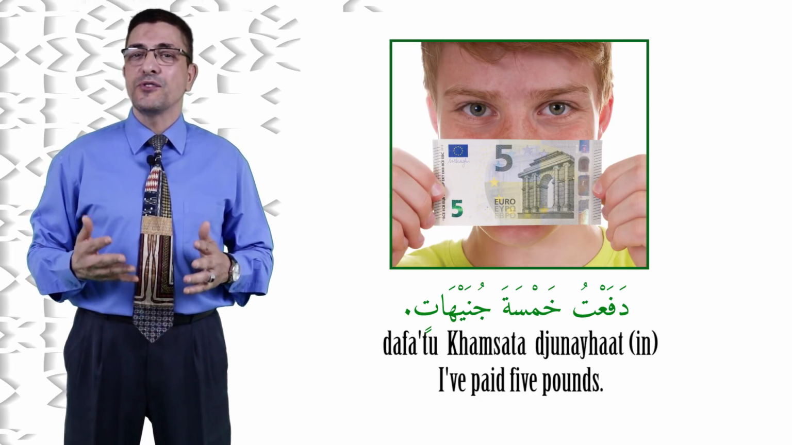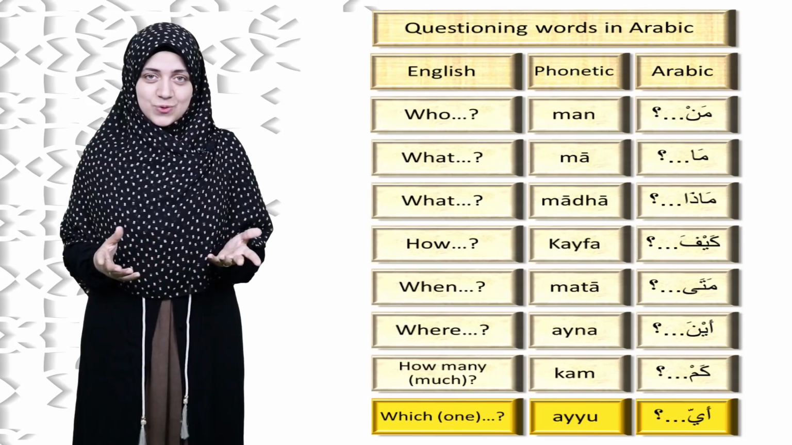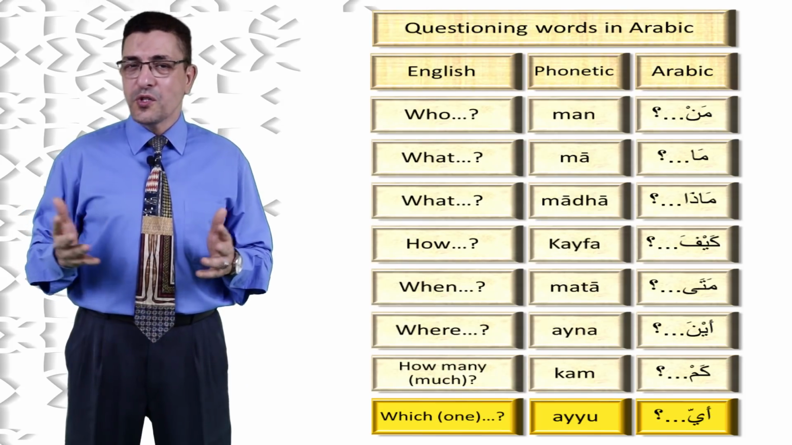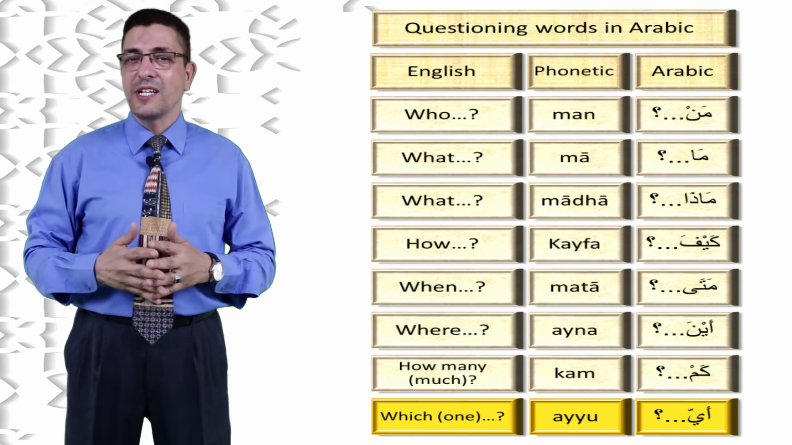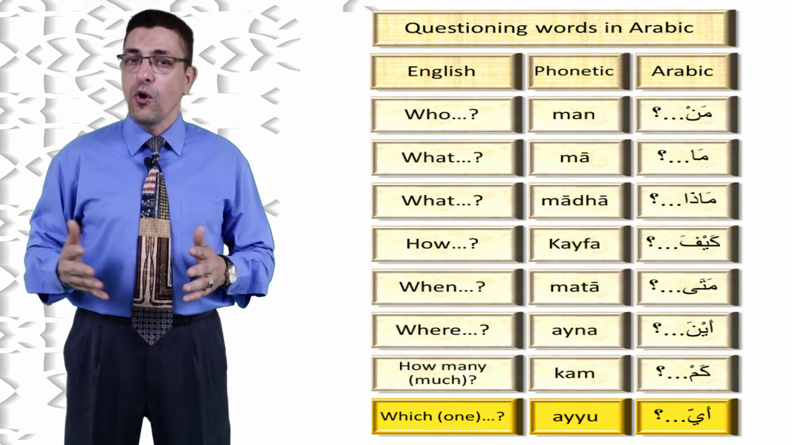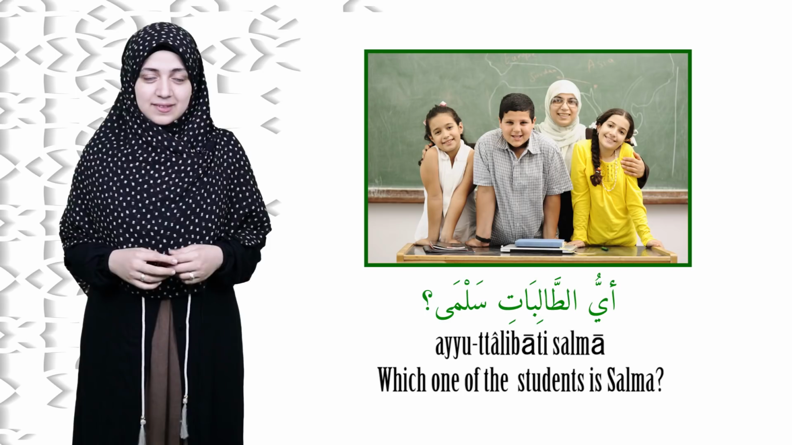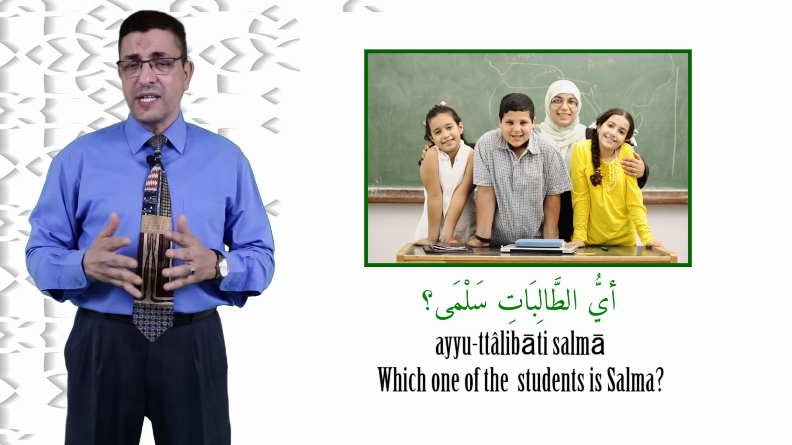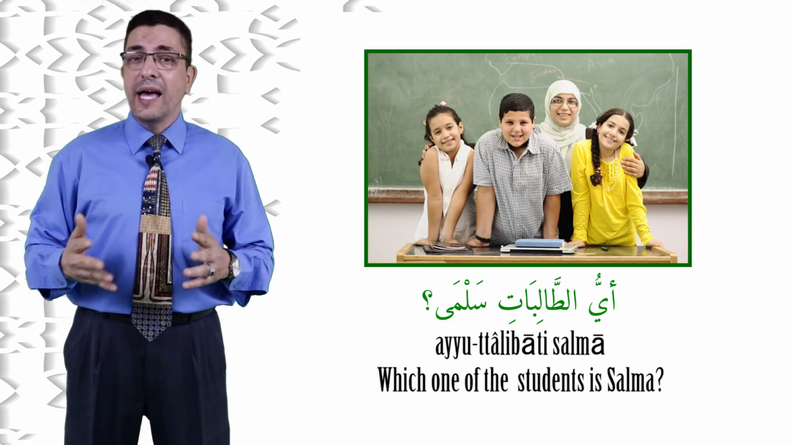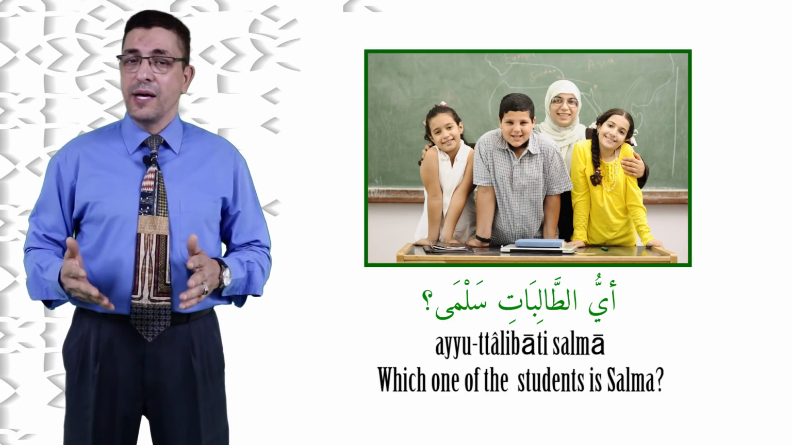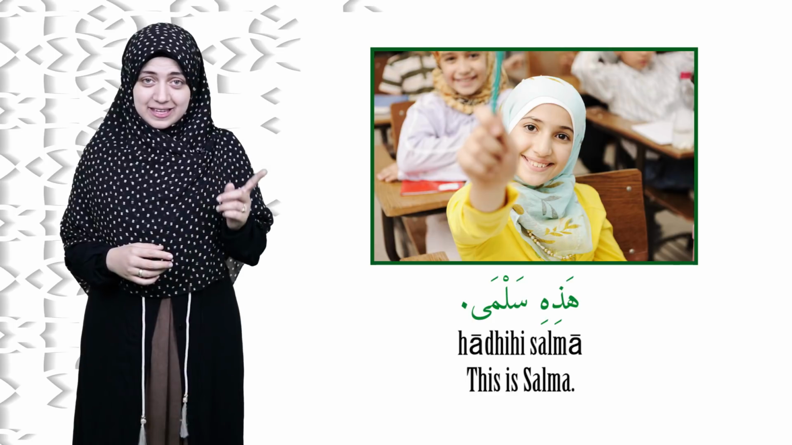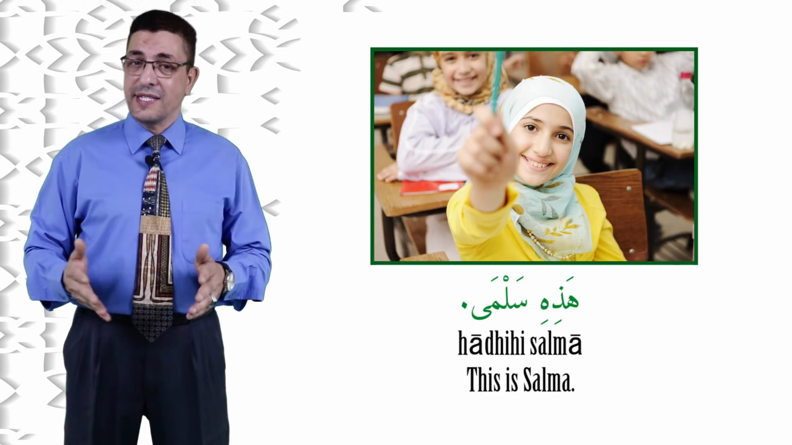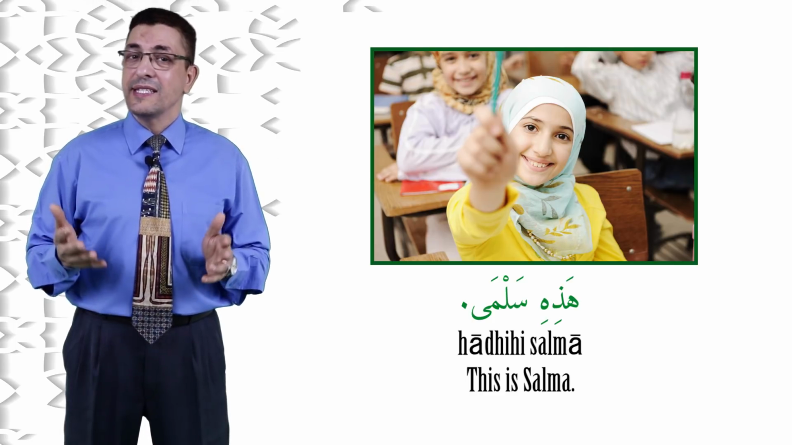Another questioning word. أي؟ Which or which one? أي is a questioning word asking about the particular one or ones. Example. أي الطالبات سلمى؟ Which one of the female students is Salma? The answer. هذه سلمى. This is Salma.